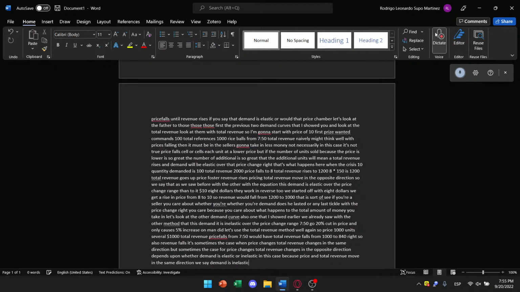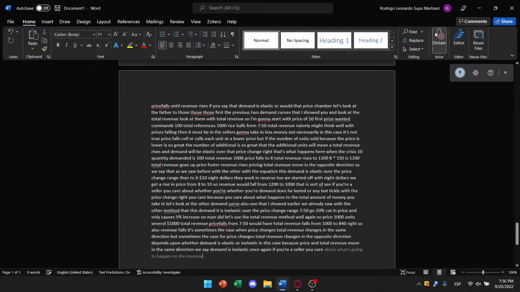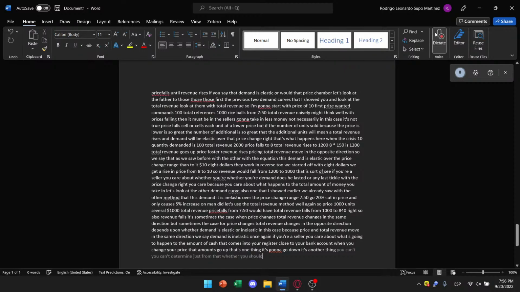Once again, if you're a seller, you care about what's going to happen to the amount of cash that comes into your register, flows into your bank account when you change your price. If that amount's going to go up, that's one thing. If it's going to go down, that's another thing. You can't determine just from that whether you should change your price or not. You have to look at costs. But it's clearly an important factor. You don't want to ignore it.